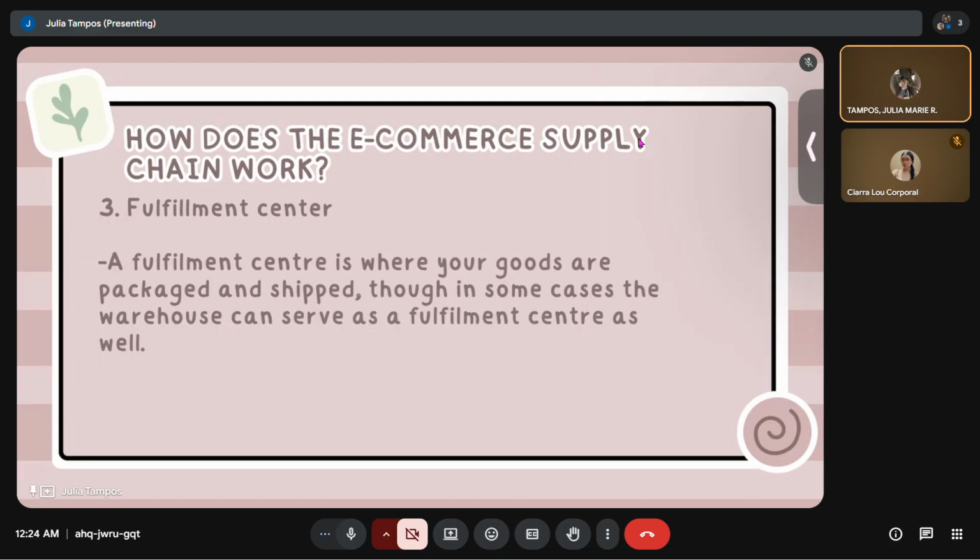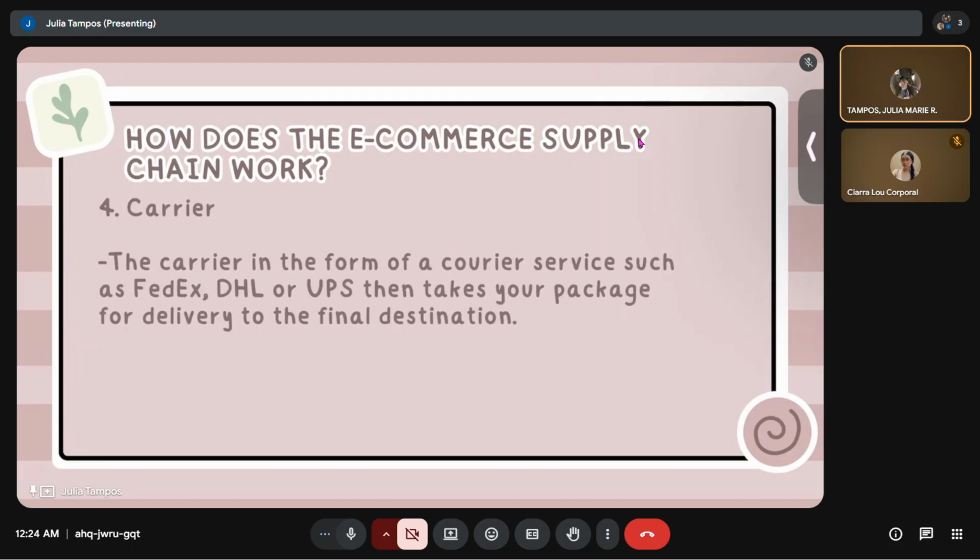So the next step is courier. Couriers like LBC, JNT, DHL, or FedEx take the packages and deliver them to the customer's address.